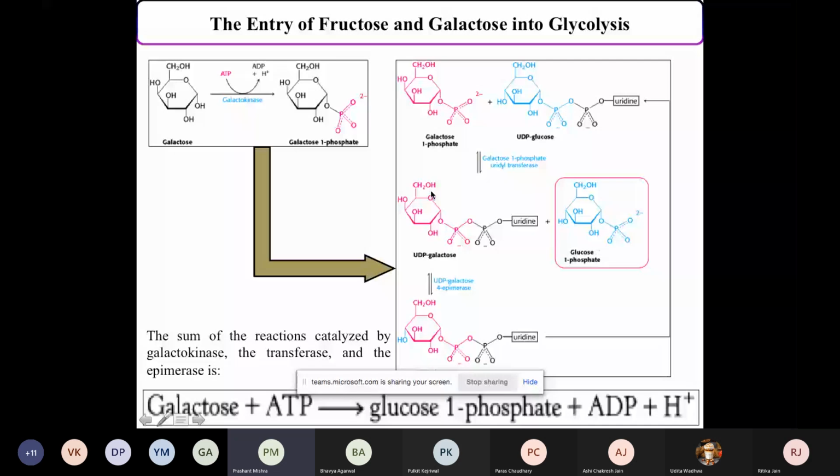How? First step is conversion to galactose 1-phosphate, and this galactose 1-phosphate in presence of a transferase, a very important enzyme. Remember, I will just talk about what could be the problem if this is genetically absent or absent in the cell. So what you have learned is that galactose can be metabolized by galactokinase. Then second is galactose 1-phosphate uridyl transferase, which will convert galactose 1-phosphate to glucose 1-phosphate.